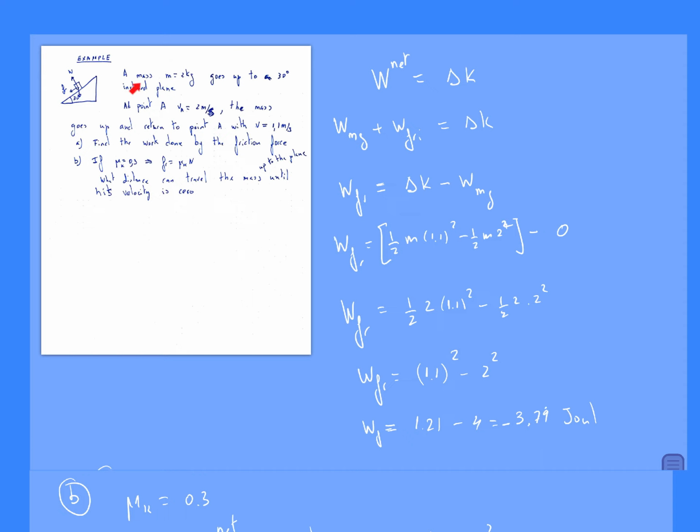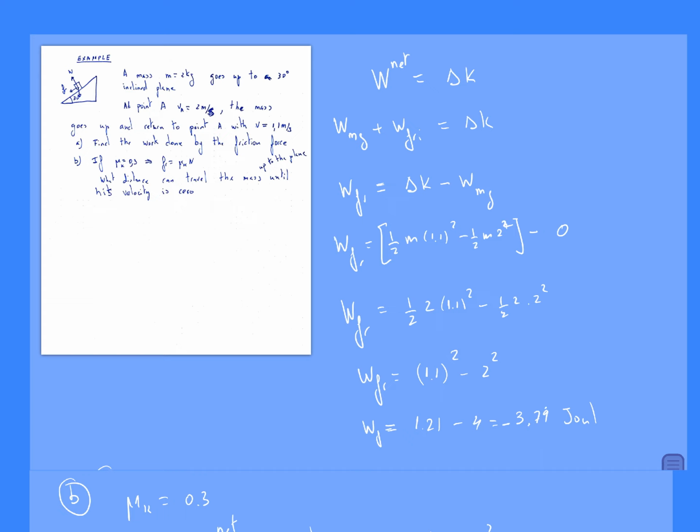Let's go. A mass of 2 kilograms goes up an inclined plane of 30 degrees. This is the point A, okay? The velocity is 2 meters per second. The mass goes up and returns to the point A with velocity 1.1. So at this point A, the velocity is 2 meters per second. The object goes up and later goes down, and when it passes again through the same point A, the velocity is 1.1 meters per second. Find the work done by the friction force.